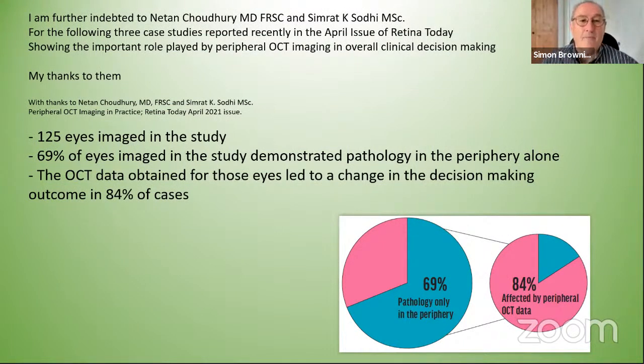And these are great because if you actually look again, 69% of the eyes in this study demonstrated pathology only in the periphery. And the ultra-wide field data that was obtained from those eyes led to a change in decision-making in 84% of the cases. So that pathology is out there and we must be looking for it all the time.